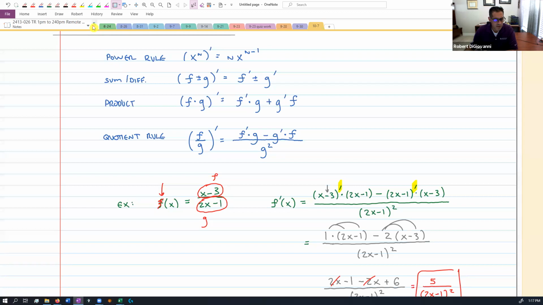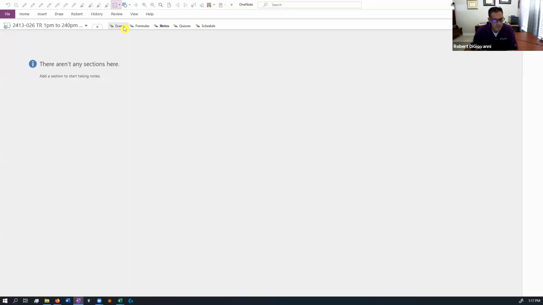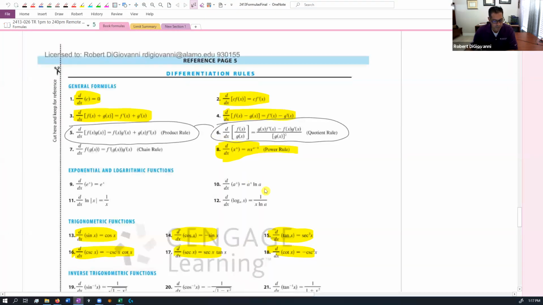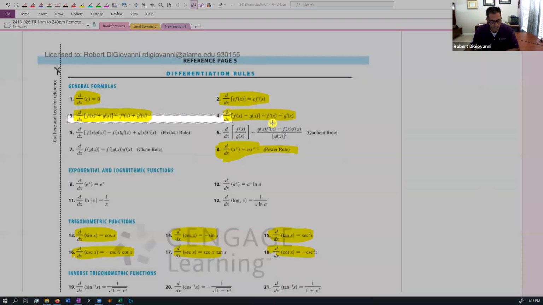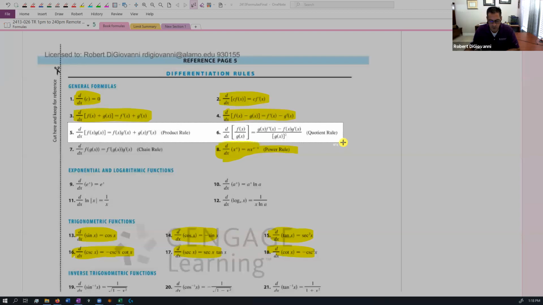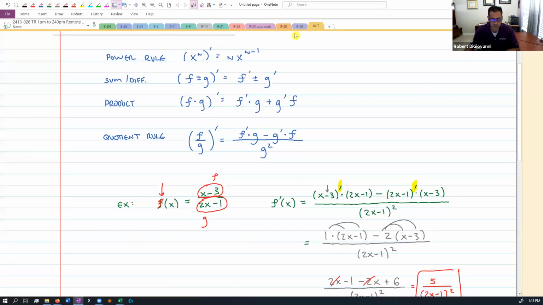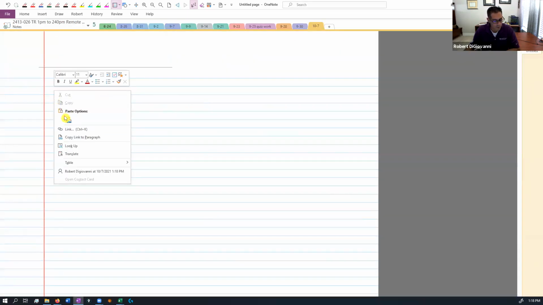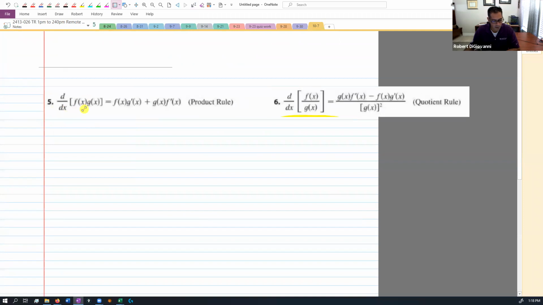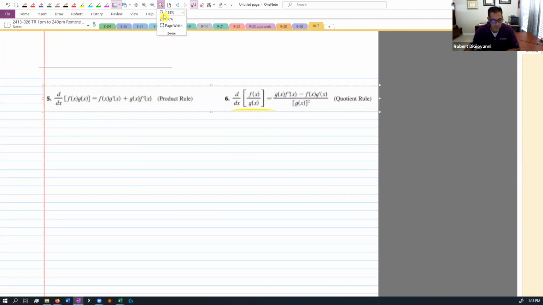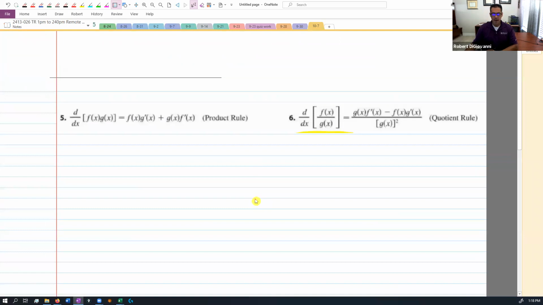So I'm going to show you something now. I mean, we're going to do more examples, so don't freak out. We're going to do more. But I want to show you our formula sheet. Let me erase some stuff here. Let me copy this. This is our formula sheet and what they have written for the quotient rule and the product rule. So that's what's on your formula sheet. That's what the textbook has.